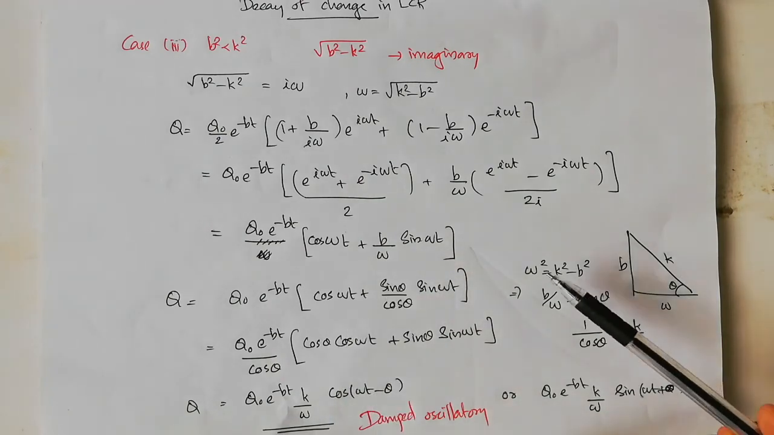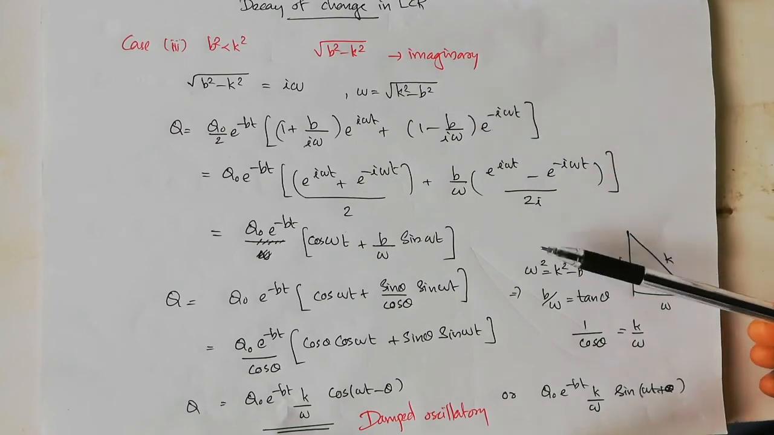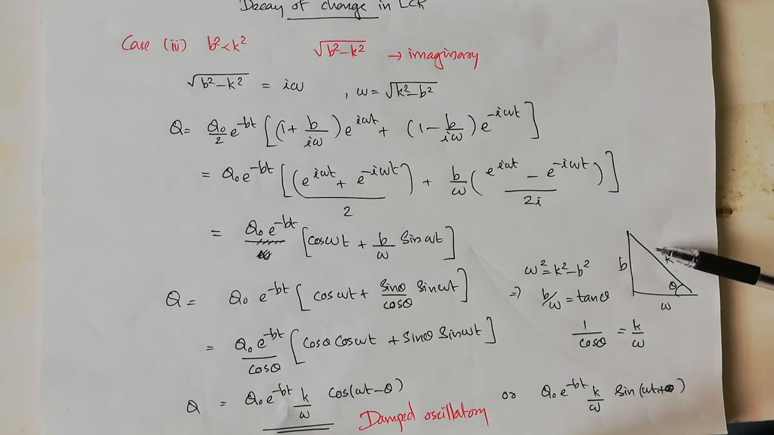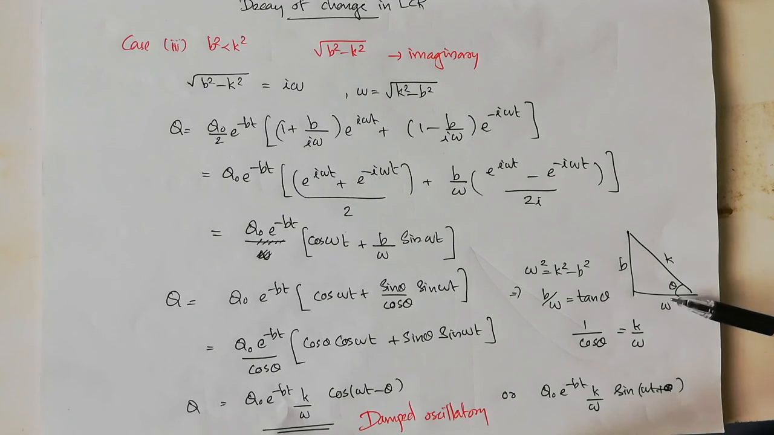Now we know omega is equal to root of k square minus b square. From this, omega square plus b square is equal to k square. That is, we can draw it like a figure like this, where k is the hypotenuse and b and omega are two sides. Theta is the angle between k and omega. From where we can write b by omega is equal to tan theta. And also 1 by cos theta will be k by omega, or cos theta is equal to omega by k.